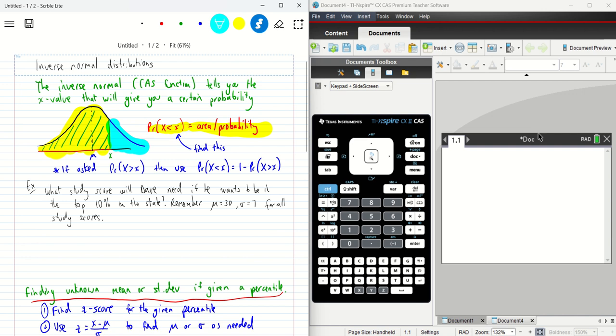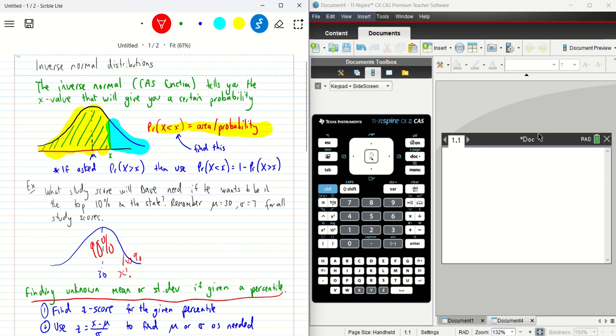Let's write down some things here. I always find it helpful to draw what we're talking about. So I'm going to put our average of 30 in there. What he wants is to be in the top 10%. In other words, he wants to be here. He wants to know this X. He wants to know what score he needs so that only 10% are above him, and that means 90% are below him.